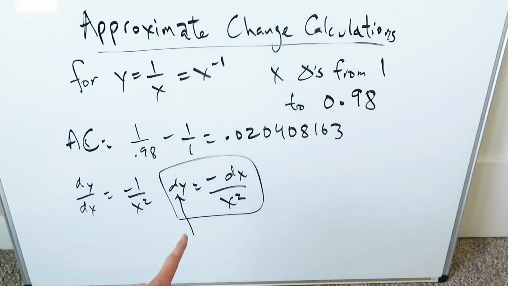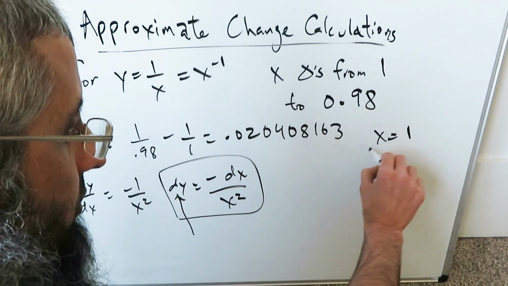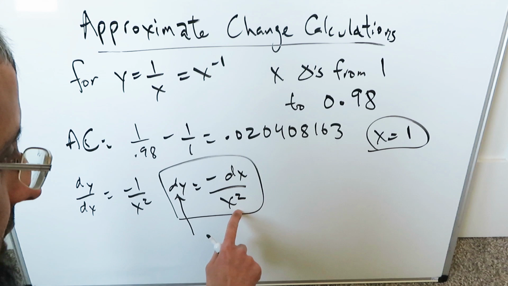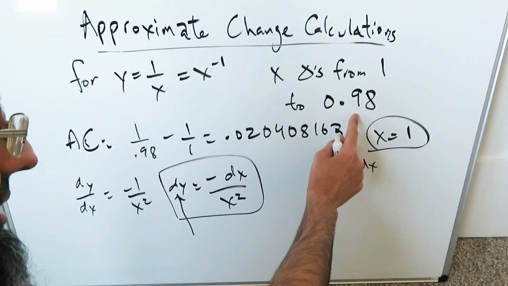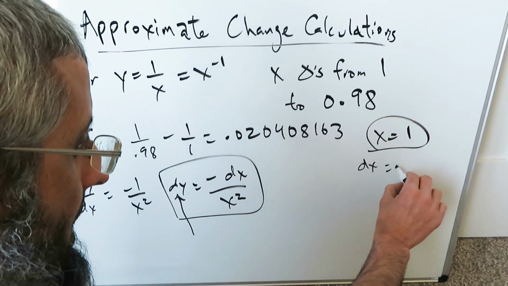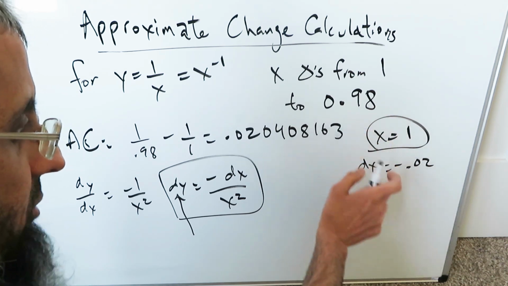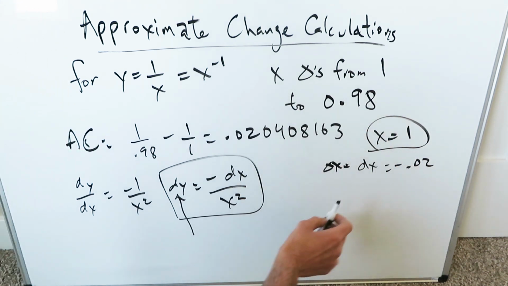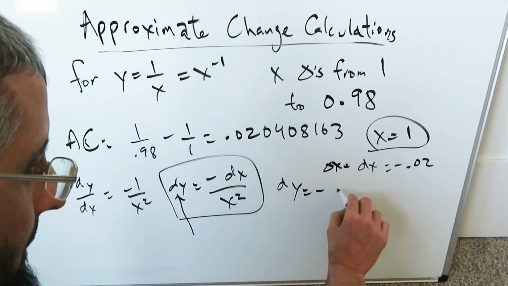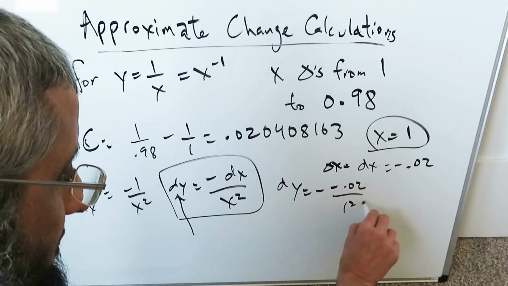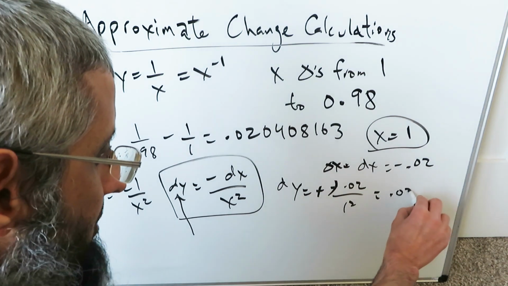But I need to have the value of dx and x. I know what my value of x is. It's your standard value, which is x equals 1. That's my x, which will come right over here. What's my dx? Well, dx is going to come from your delta x. You're going from 1 to 0.98. What is that going to be? That's a minus 0.02, because to go from 1, you have to subtract 0.02 to get 0.98. That's your delta x. You plug in these items over here. I have dy is equal to minus dx, which is minus 0.02, divided by 1 squared. When you compute all of this, the minuses cancel out. You have 0.02 divided by 1. It's equal to 0.02.